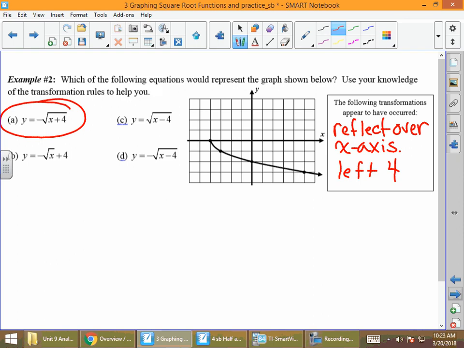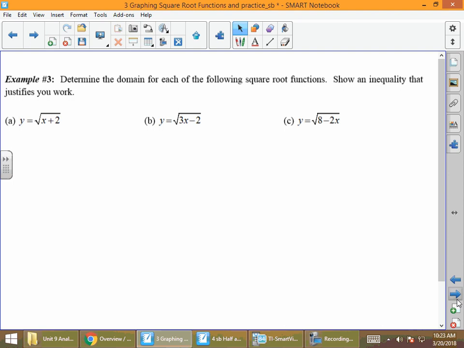The negative outside the function does mean reflect over the x, and I know A and B look very similar, so we need to be careful. But the +4 is underneath the radical in A, and the +4 is outside of the radical on B. So on B, that would be an up 4 in that case. We just need to be a little bit careful watching our answers. So let's flip over the paper and let's practice the domain a little bit.